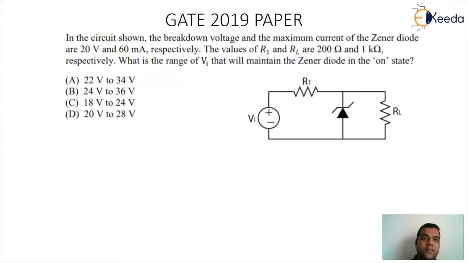And the question is, in the circuit shown, the breakdown voltage and the maximum current of the Zener diode are 20 volt and 60 milliampere respectively. So we have the voltage of Zener, that is going to be 20 volt, and the current, that is going to be 60 milliampere. The value of R1 and RL are 200 ohm and 1 kilo ohm respectively. What is the range of Vi that will maintain the Zener diode in the on state?